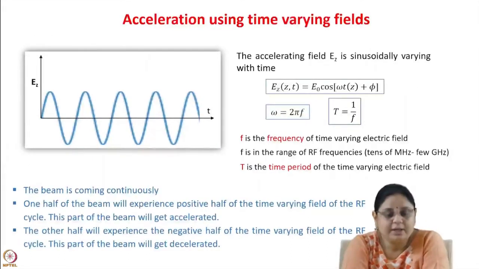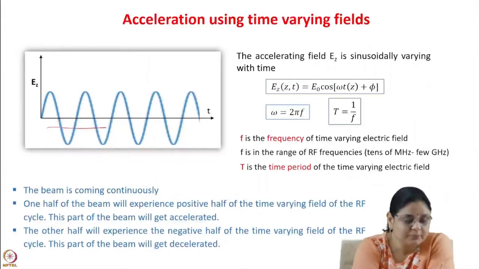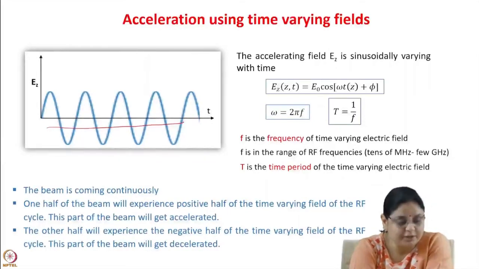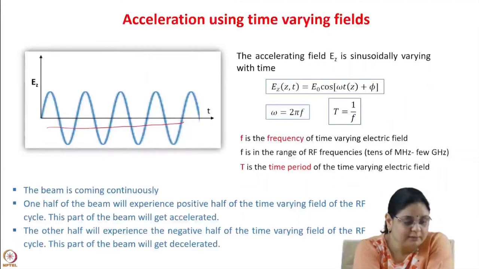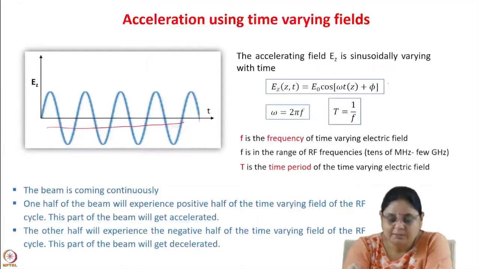Today we'll study how we can accelerate using time-varying fields. The simplest time-varying field is a sinusoidal type of variation. Here is the electric field which is varying sinusoidally with time. The form of the electric field can be written as E(z,t). Z means it is in the z direction, and it's a function of z and t. It can be written as E0 cos(ωt − kz + φ). This is the most general form.